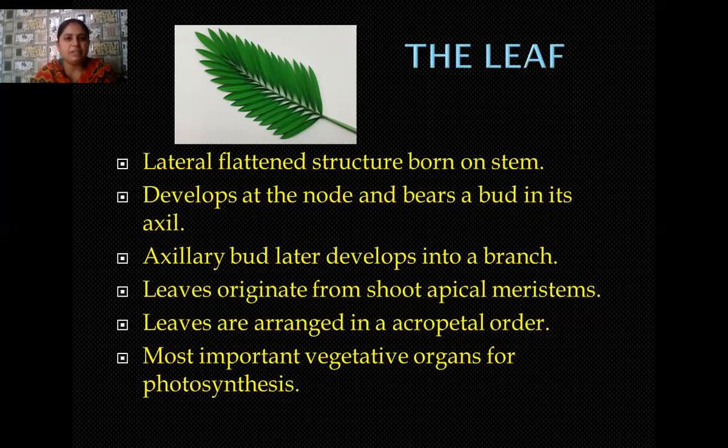These leaves originate from the shoot apical meristem, and these apical meristems are special types of meristematic tissues present at the apical region of the shoots. All of these leaves are arranged in an acropetal order. Acropetal order means that if there is a branch, then first of all the leaves start growing at the apex, and from the apex it proceeds towards the base. This means the younger leaf is present at the apex.